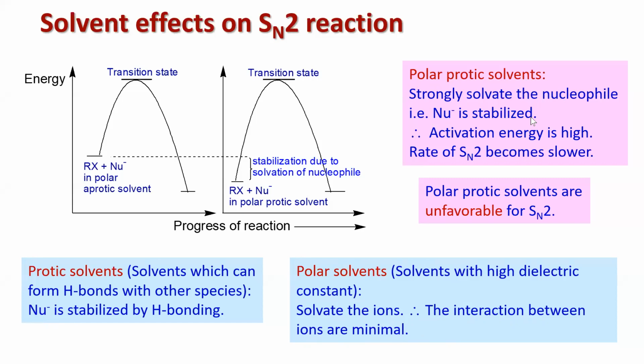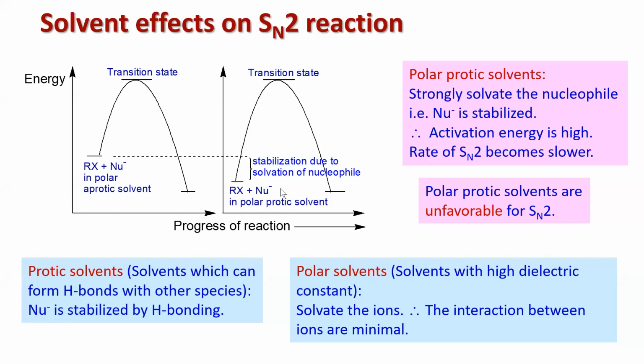So the nucleophile is stabilized. Therefore, the activation energy is high because it can't react, right? The nucleophile is stabilized and it needs more energy. The rate of SN2 becomes slower. You can understand that when the nucleophile is stabilized, it is difficult for the reaction to take place. Polar protic solvents are unfavorable for SN2. So compare the two diagrams here. Now this is for the reactants in a polar aprotic solvent, and we consider the activation energy for the transition state.